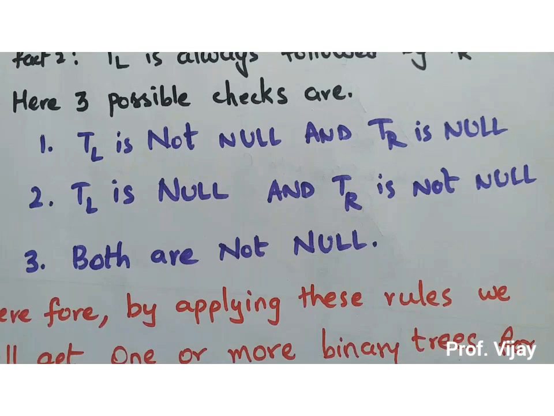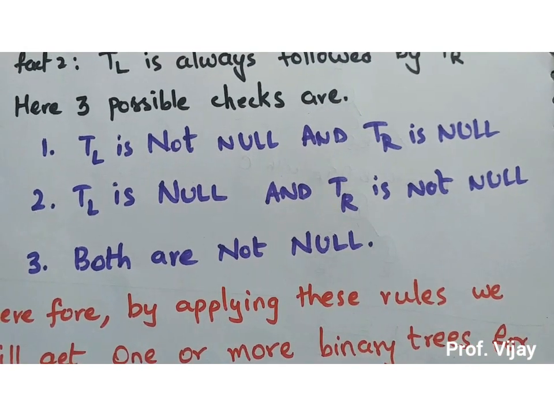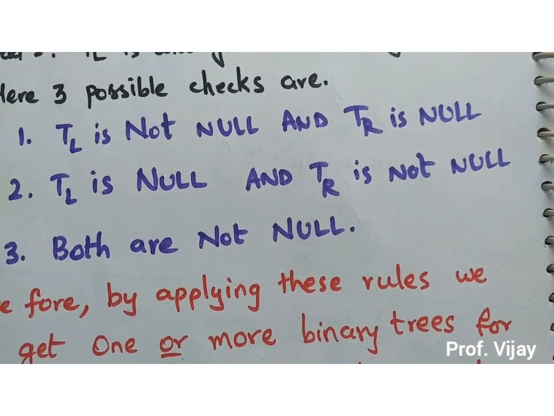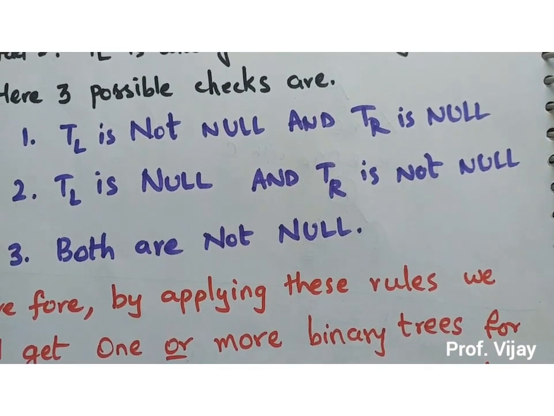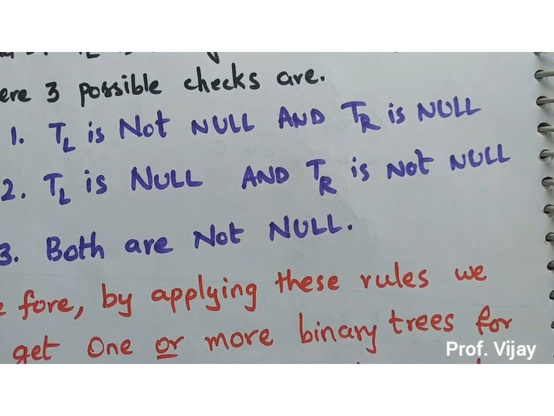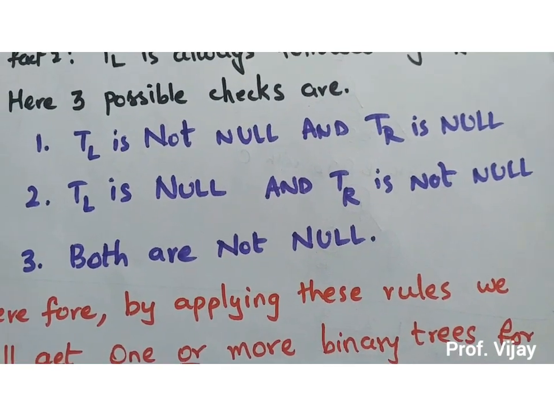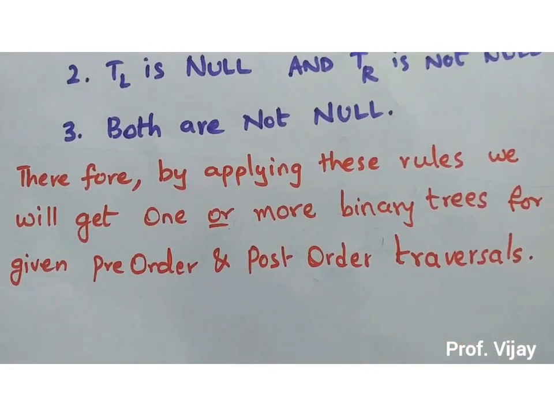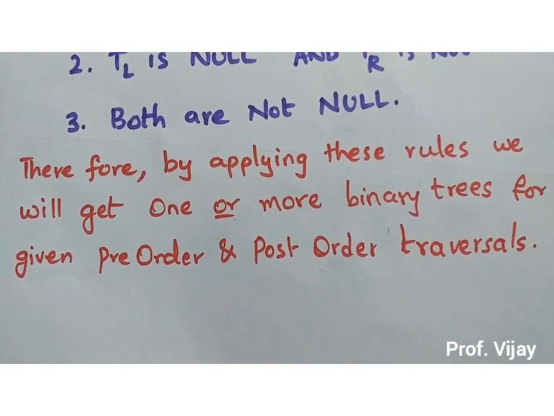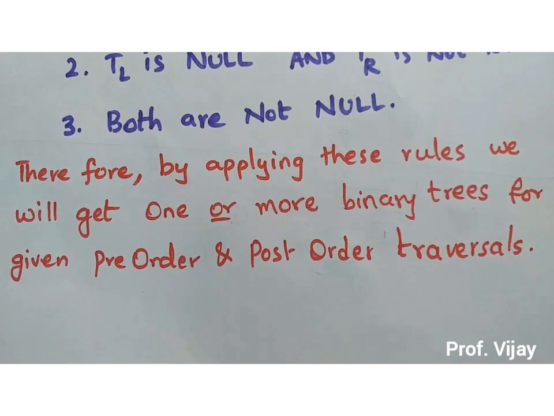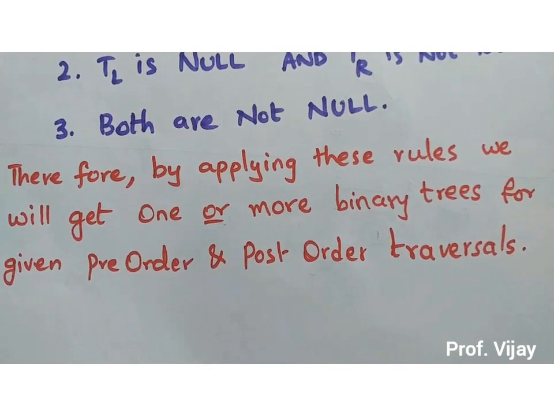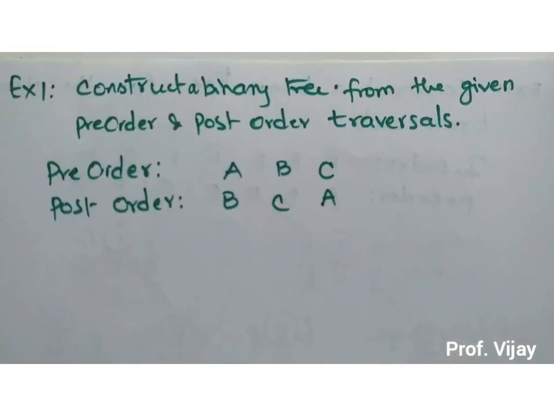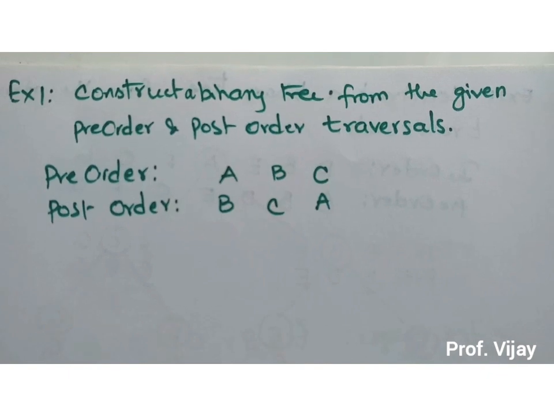Here we will see three possible checks. They are: first one, TL is not null and TR is null. The second one is TL is null and TR is not null. The third rule is both TL and TR are not null. They have some values. Therefore, by applying these rules, we will get one or more binary trees for the given pre-order and post-order traversals. Let us solve this first example by following the procedure.